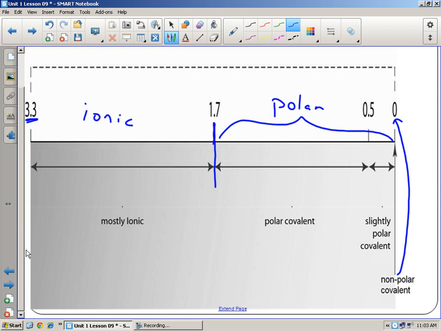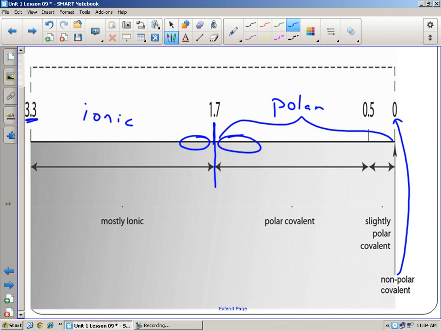Now, does this work for all compounds? And the answer is no. Is there going to be ionic compounds that are down here, for example? The answer is yes. Is there going to be polar covalent ones that are over on this side? And the answer is yes. Of course there is. So you really have to go back to, for the most part, metals versus nonmetals. Where are those and what do they tend to behave like?